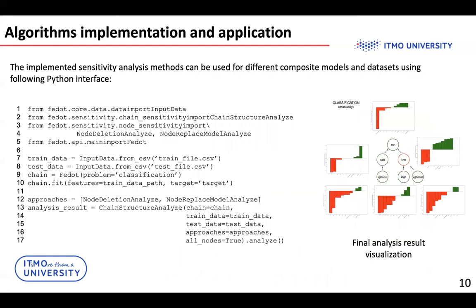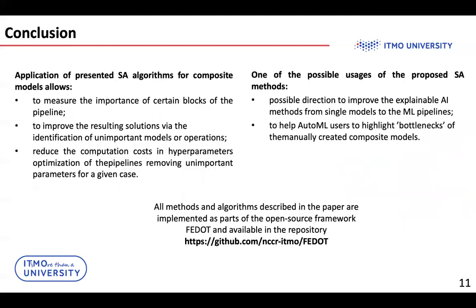The analyzed pipeline is presented by the chain variable in the code snippet. The chain sensitivity analysis object is conducted with different sorts of composite model modifications defined as approaches. There is more information about modification approaches and inspiration for the custom application of structure analysis available in the official framework FEDOT documentation. The obtained results are visualized as presented on the slide also.